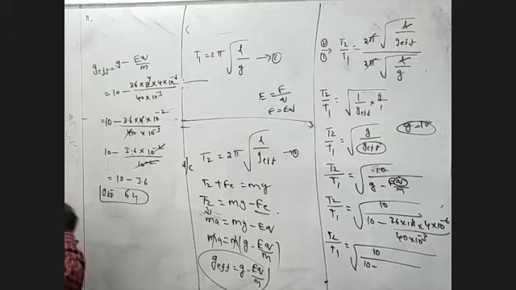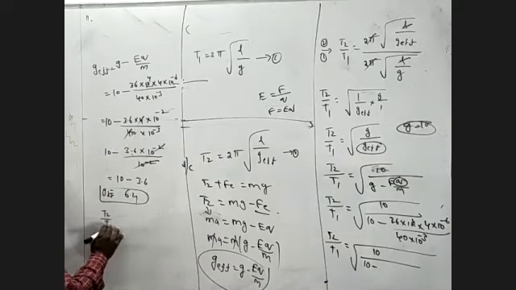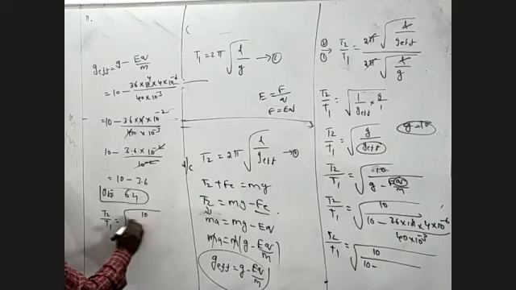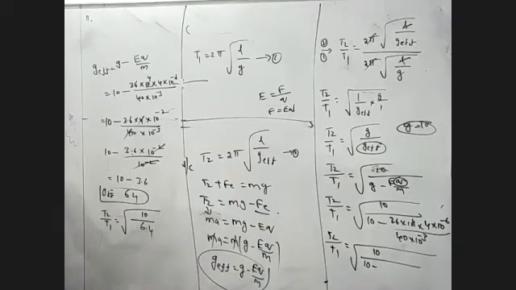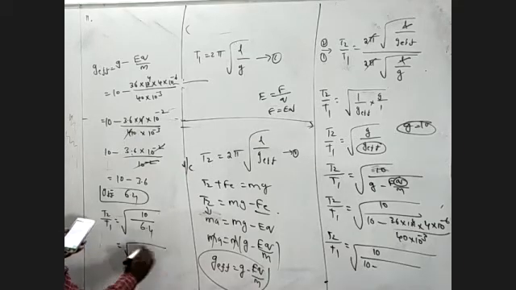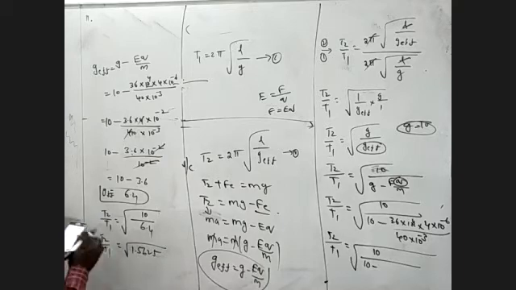T2 by T1 is equal to root of 10 by 6.4. That is the pure value. 10 by 6.4 is root of 1.5625. This is T2 by T1.